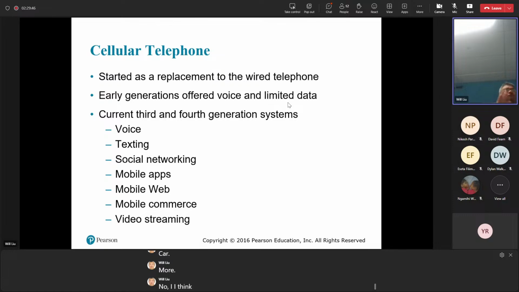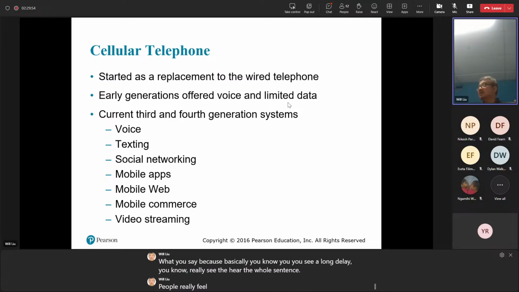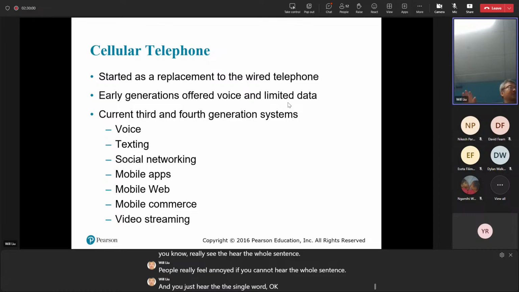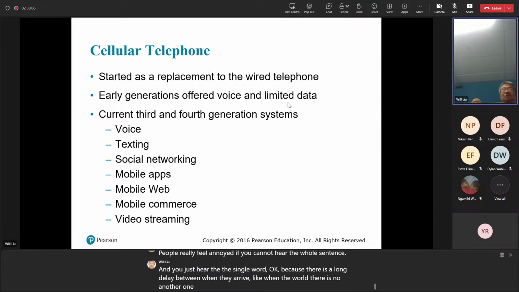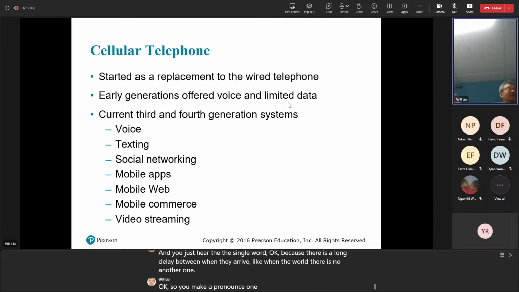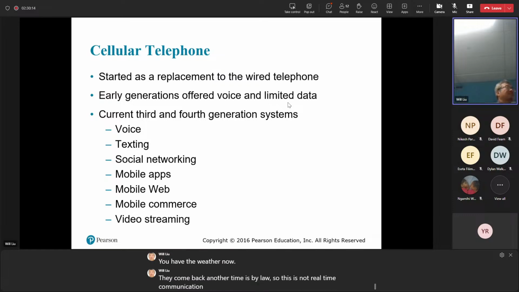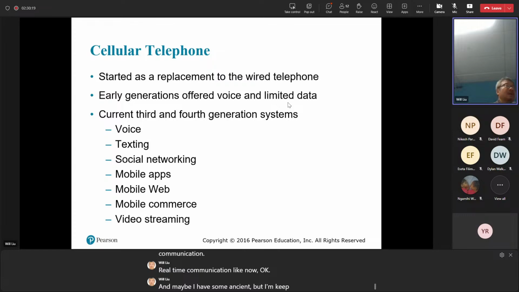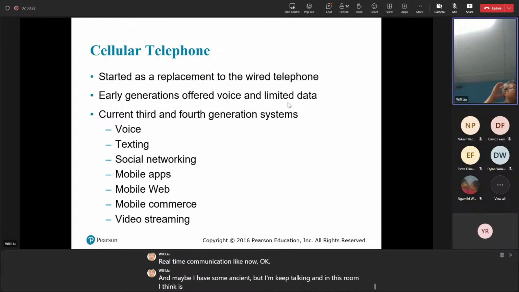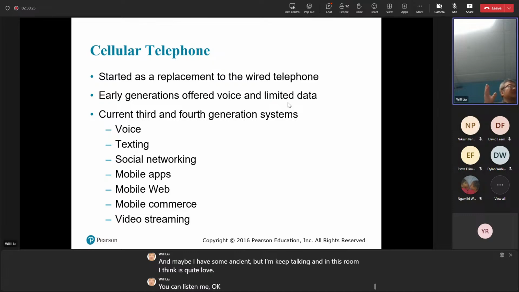Because with a long delay, you don't really hear the whole sentence. People really feel annoyed if they cannot hear the whole sentence and just hear single words, because there is a long delay between when they arrive. When one word comes, there is no other one, so you have to wait for the next to come, and it takes quite long. So this is not real-time communication. Real-time communication is like now. Maybe I have some accent, but I keep talking, and in this room I think it's quite enough. You can listen, and it's not really interrupted.